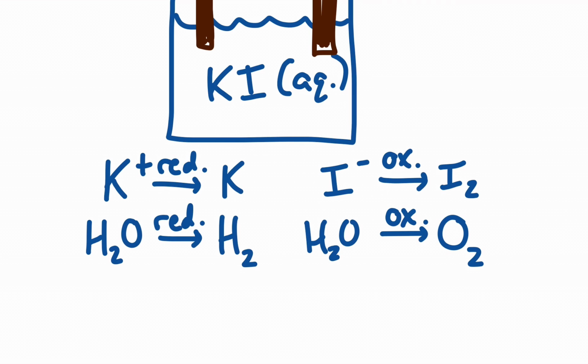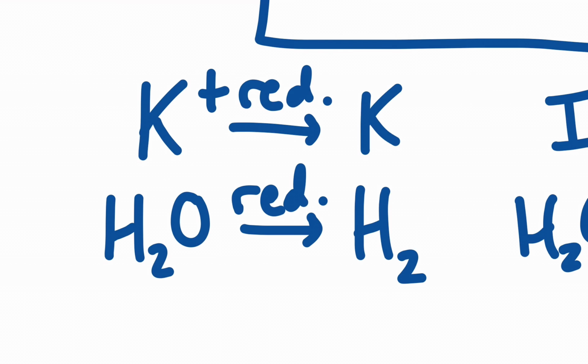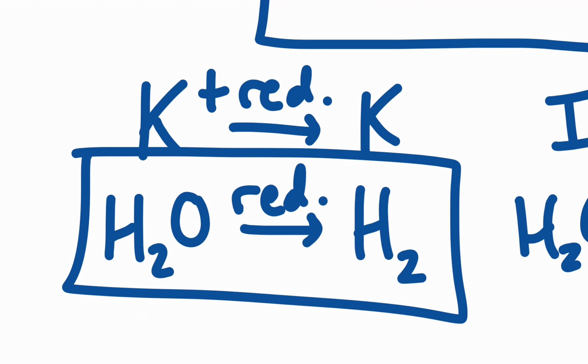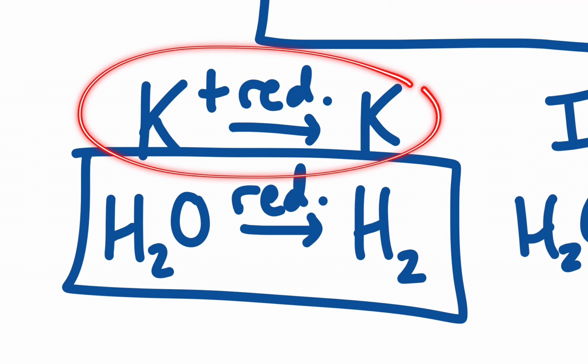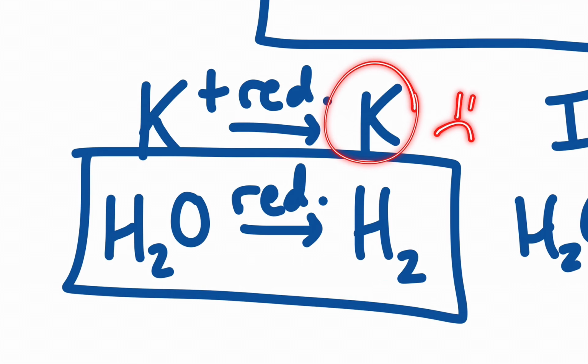Then you look up the numerical values for each reduction and for each oxidation, and you pick the ones that are less negative. It should come as no surprise that the less negative value for the reduction is the reduction of water. The reduction of potassium ion to make potassium is very negative. The reverse of that process is much easier to do. That should come as no surprise because potassium ion is very stable. Potassium metal is very reactive.